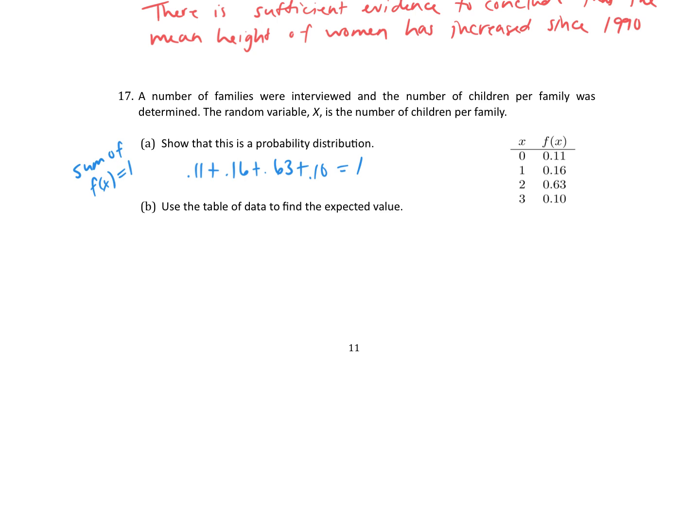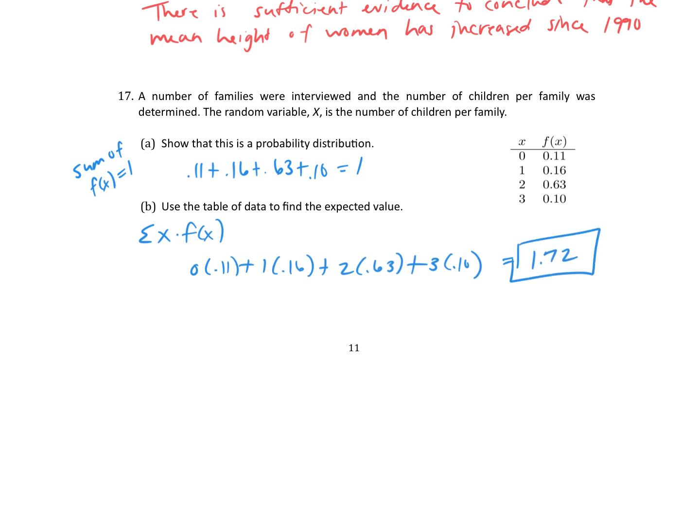Use the table of data to find the expected value. Expected value is x times f of x when we're talking about a probability distribution function. So you multiply across and then add them up. So it's 0 times 0.11 plus 1 times 0.16 plus 2 times 0.63 plus 3 times 0.10. And you should get 1.72 as your expected value.